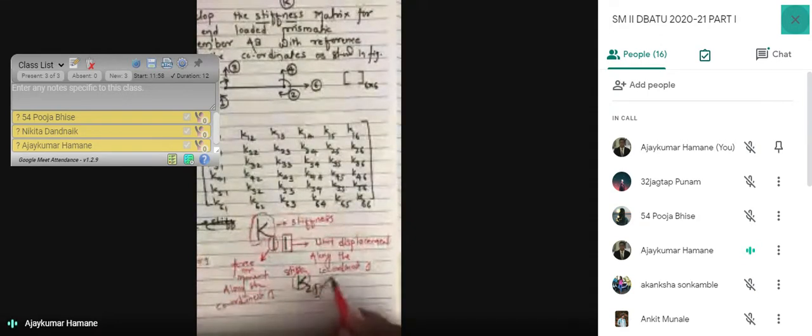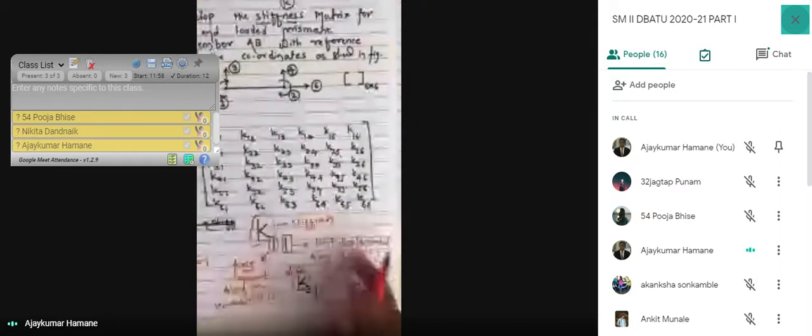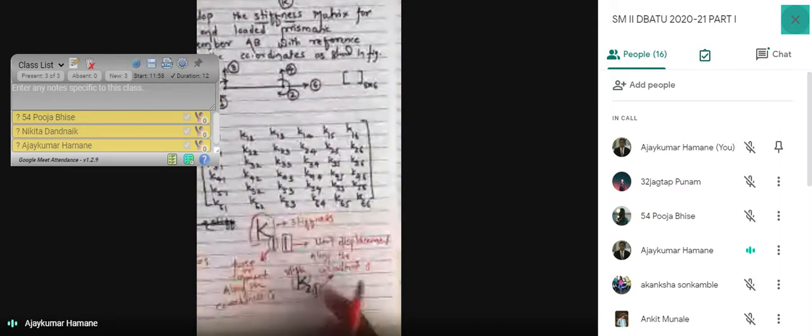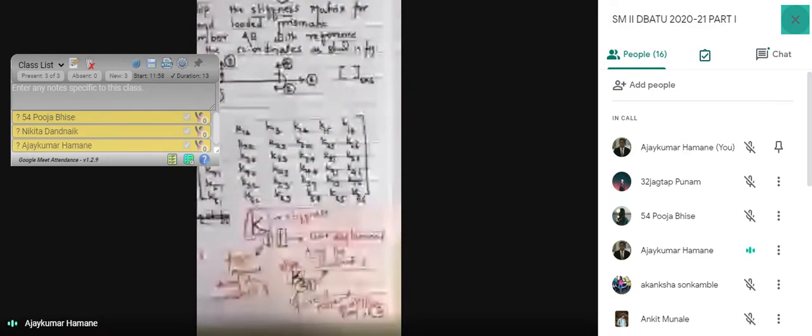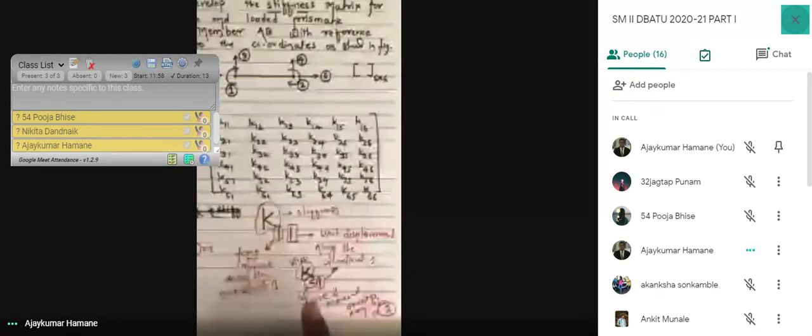The first 1 is what, when at coordinate 1 we have applied the unit displacement, and the 2 is nothing but, when we apply the unit displacement along the coordinate 1, what is the force and the moment developed along the coordinate 2. That is the meaning. You got this one?